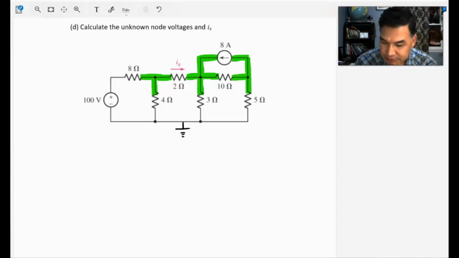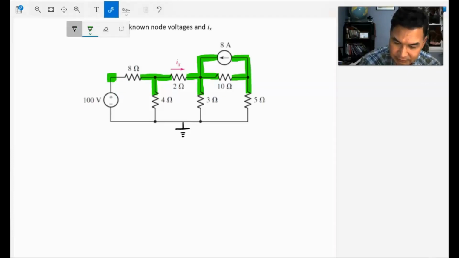Actually, there are 4 unknowns, but we just made one 0 volts. That's the main advantage of using nodal analysis: you can reduce one unknown variable. Is this an unknown node? No, because this is at 100 volts relative to this ground. So this is not an unknown nodal voltage. This is at 100 volts.